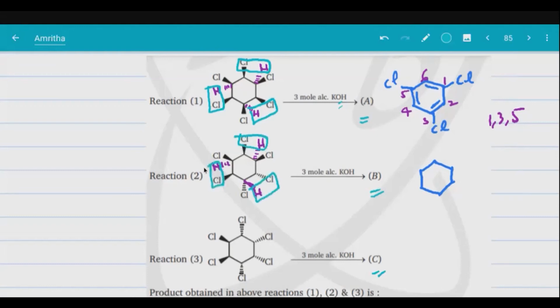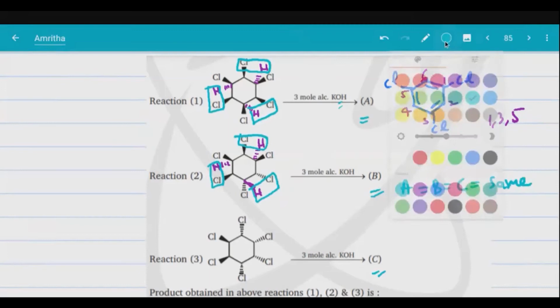This also. Sir, do we need to write again up and down? No, it should be the same. It is the same, I'll write the same. A equal to B equal to C. This is 135 trichlorobenzene. You got the clarity now? It should be the same.